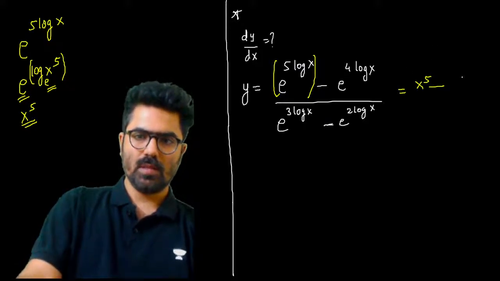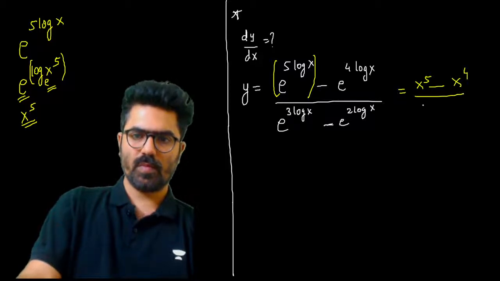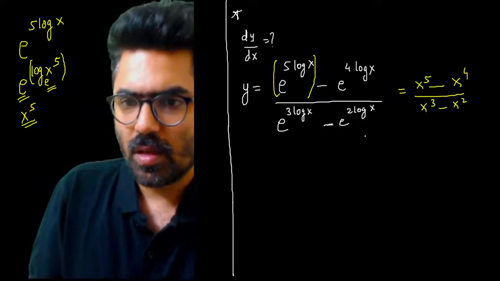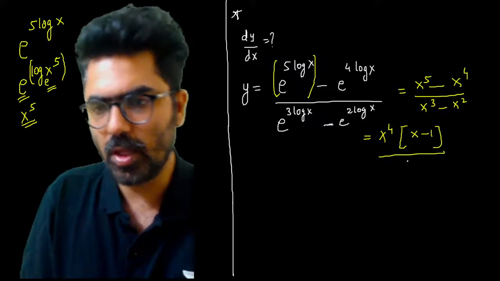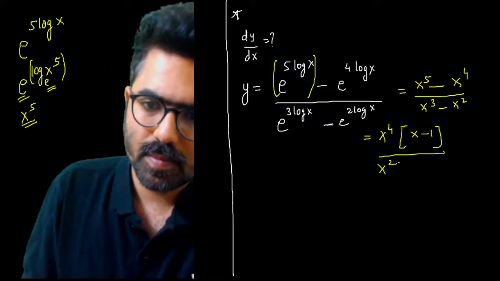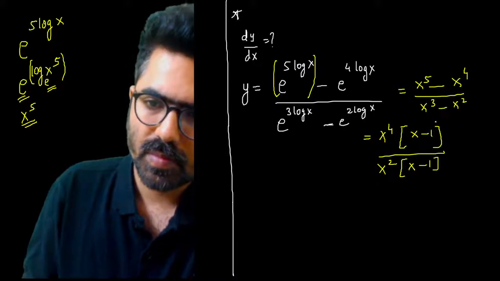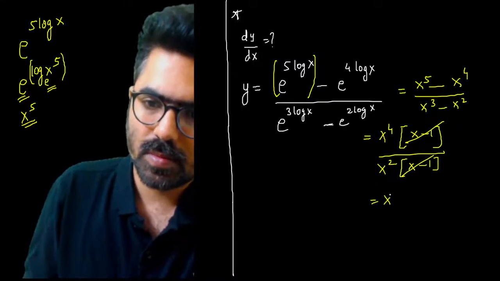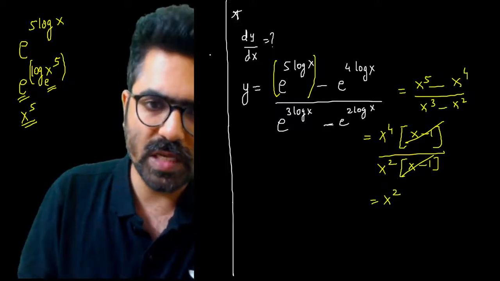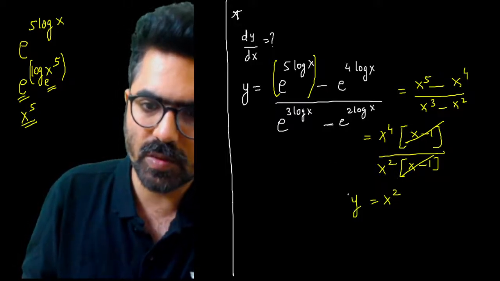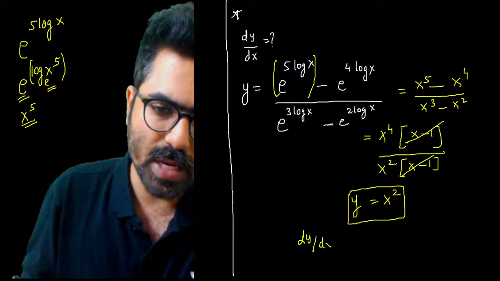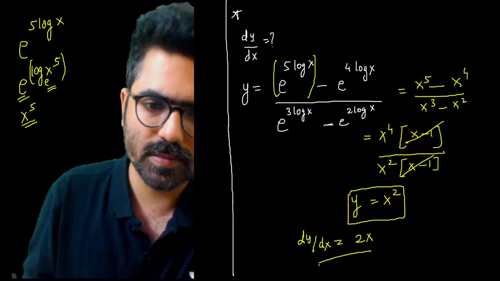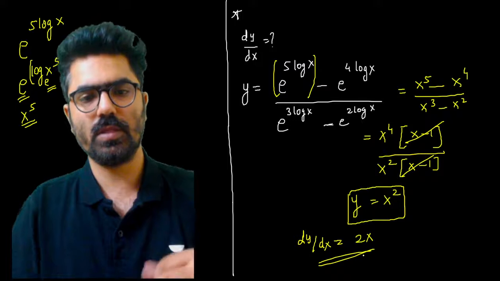Similarly, this will be written as x power 4, x power 3, x power 2. Now, if you take x power 4 common and in the denominator x power 2 common, this x minus 1 gets cancelled. Only x square is there. So initially the question which I gave you, after simplifying, results into x square only. Now take the derivative dy by dx, and that is nothing but 2x. dy by dx is 2x.